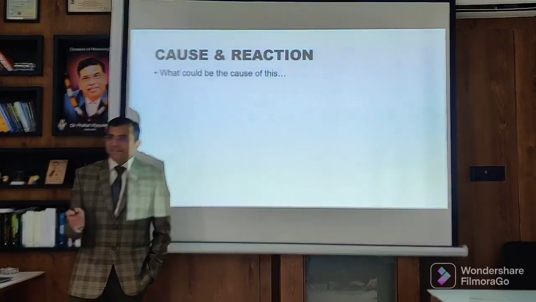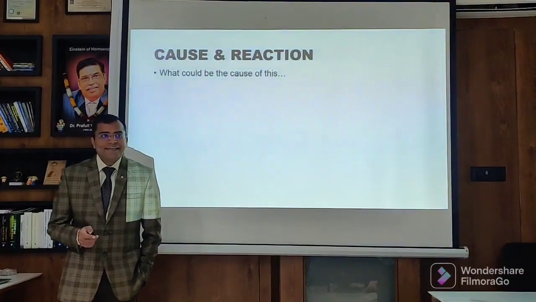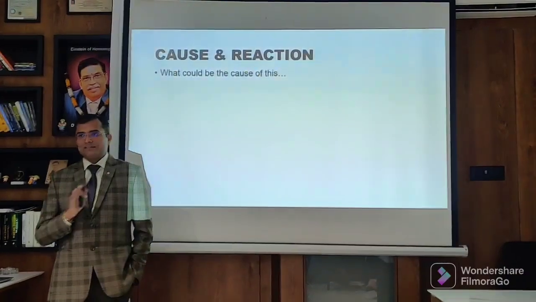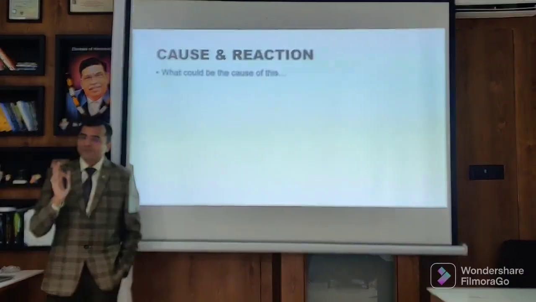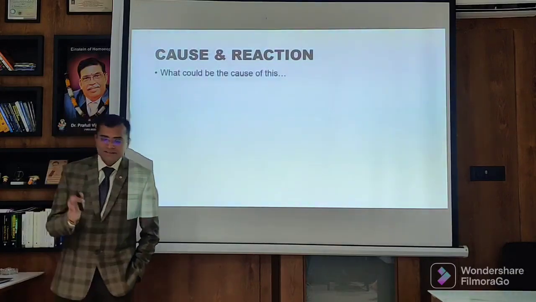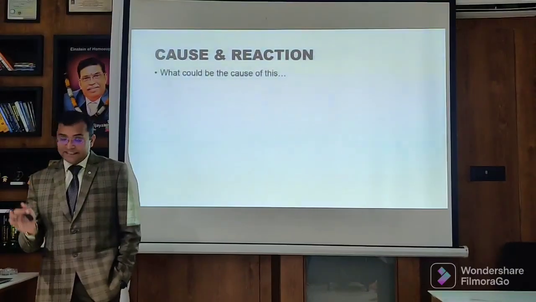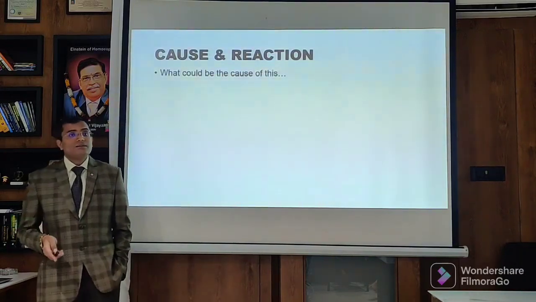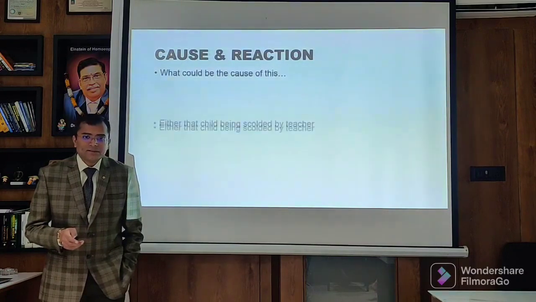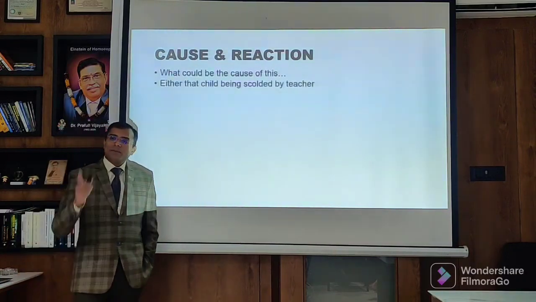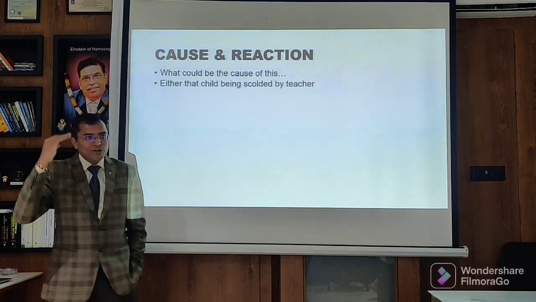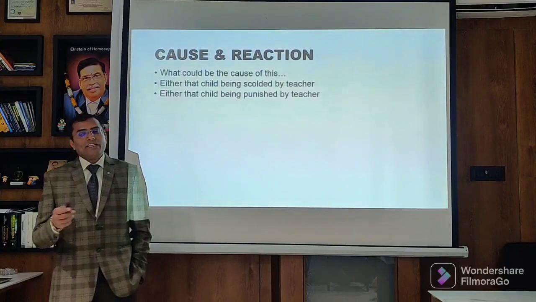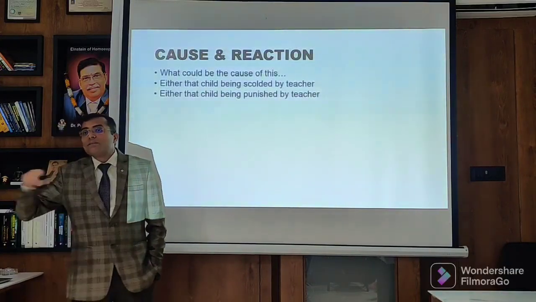What could be the cause for this? In the school something is happening. So what could be the possibility of the cause? Scolding. One thing is scolding by the teacher. Okay. Teasing by some colleague. Just teasing by someone. Anything else? Or punished by the teacher. So either the child is being scolded by the teacher, one thing. See, now your thought has started. Second, either the child is being punished by the teacher or punished because of some colleague.